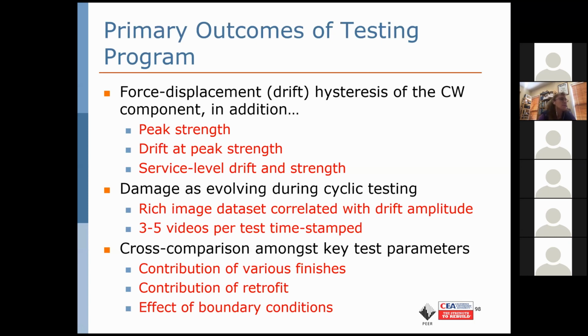I'll show you one video in this, we'll see how it goes, but there are so many more that have been composed, and I want to thank a number of undergraduate students that worked with Brandon, as well as Brandon himself, who worked on that task. We have, I believe, some very useful video footage from these small component tests. In the end, it is useful, of course, to cross-compare key parameters: finish type, retrofit. The effective retrofit and the effective boundary condition bubble to the highest priority in this particular effort.